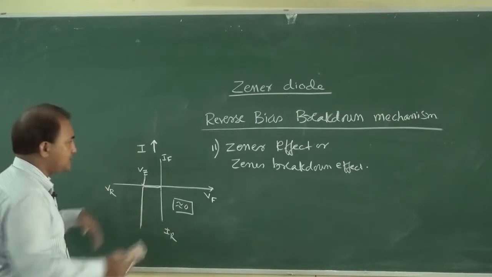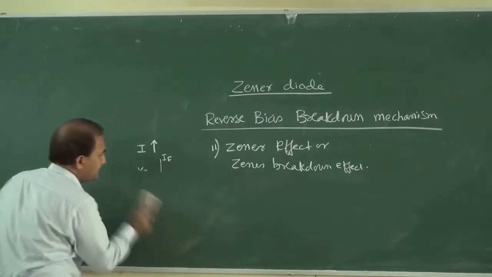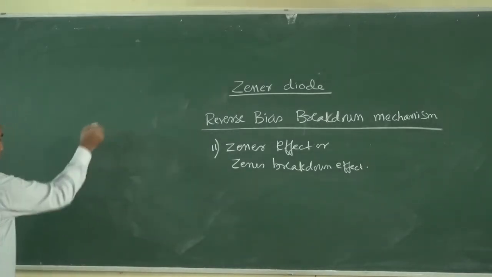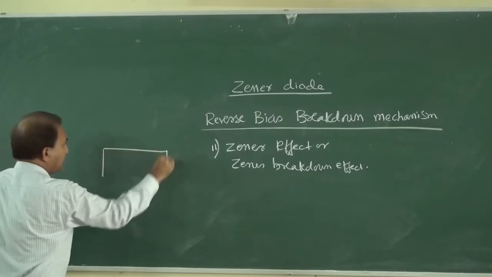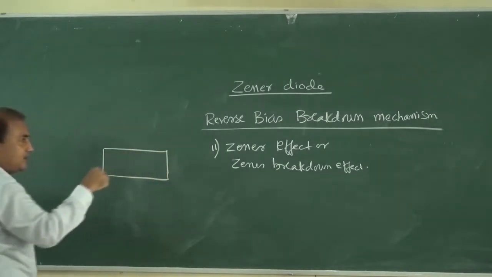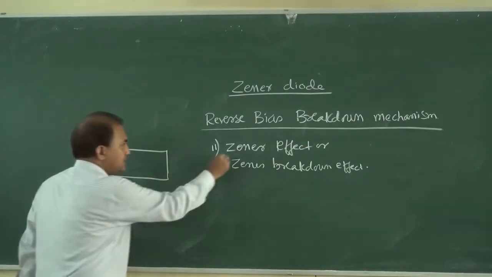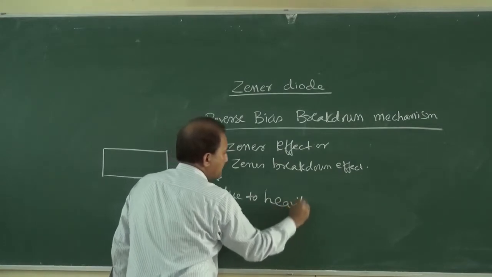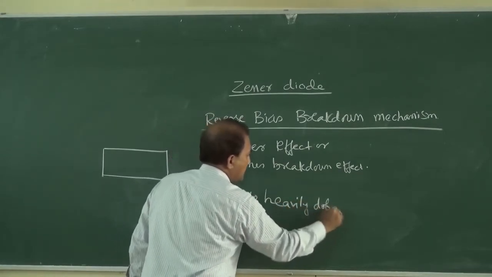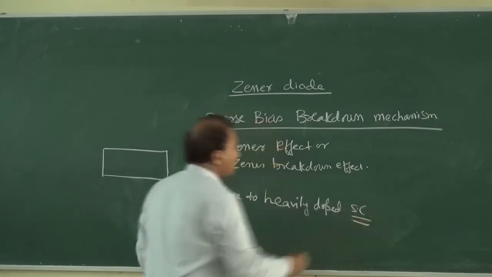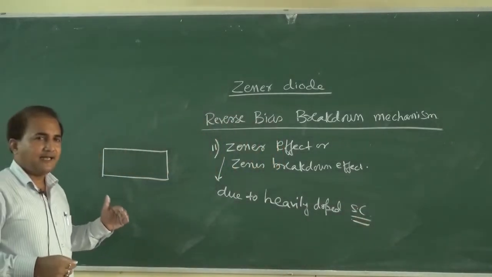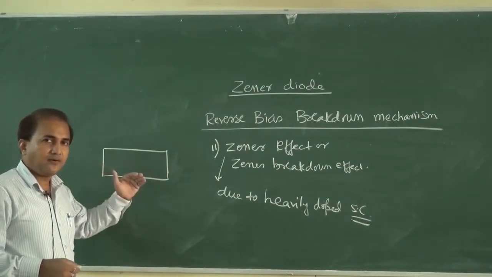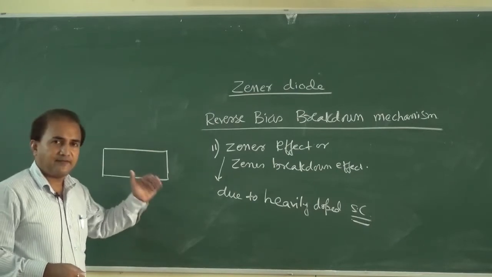So we are studying the Zener effect, and how the current increases sharply due to it. The Zener effect occurs in heavily doped semiconductors. When the doping concentration is very high, we say that the breakdown occurs due to the Zener breakdown effect.